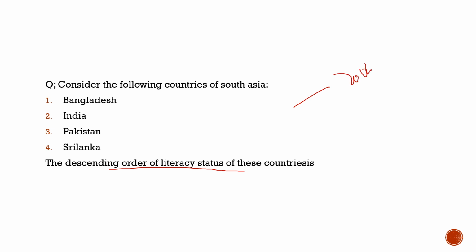2002. At that time, the status was a little different. The status of education was a little different with respect to India too. But right now, the situation is totally different. Here the question says, consider the following countries of South Asia and find the descending order of literacy status of these countries.